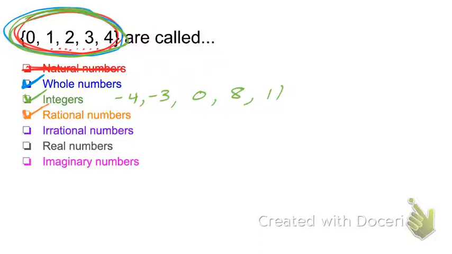But they're not irrational numbers. Irrational numbers are those crazy numbers that go on and on forever, those crazy decimals. But these are all real numbers. Okay, so those would be the ones that you would check.